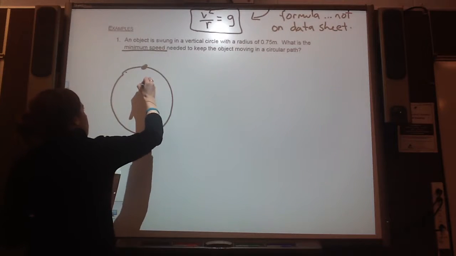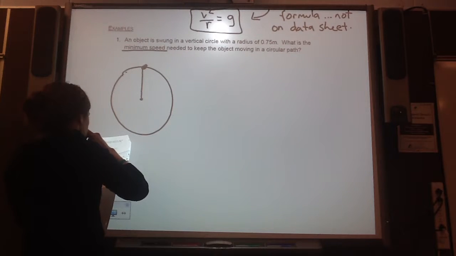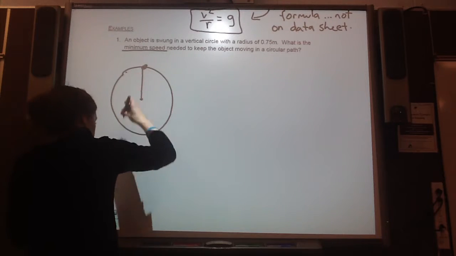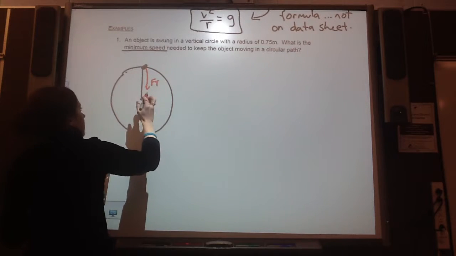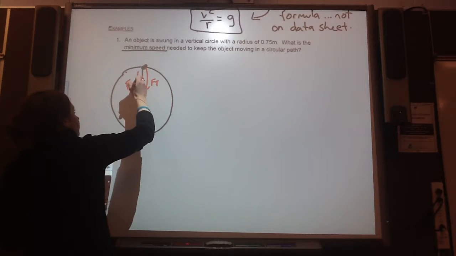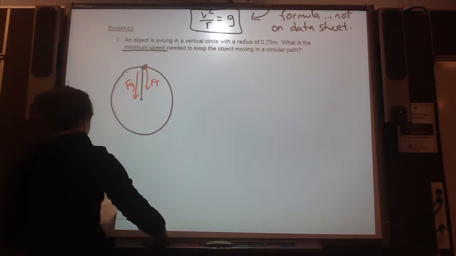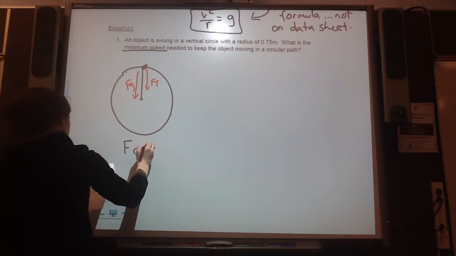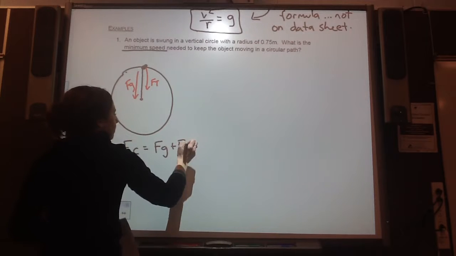So I draw my center and go out. Going down, I have Ft because it's like it's being held right there, and I have Fg. So they're both going down toward the center of the circle. So I can say Fc is equal to Fg plus Ft.